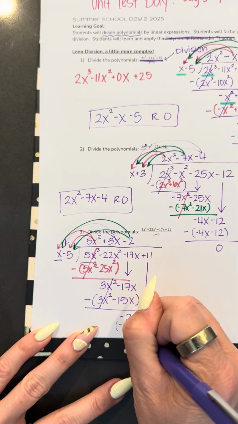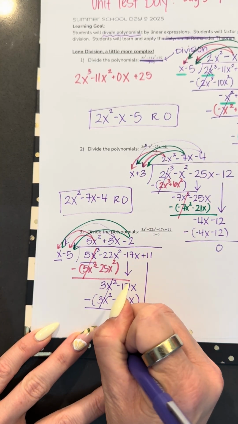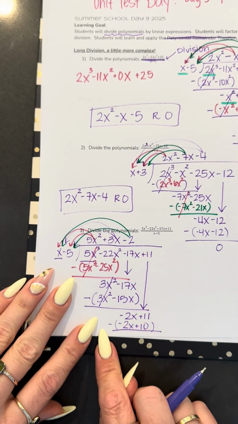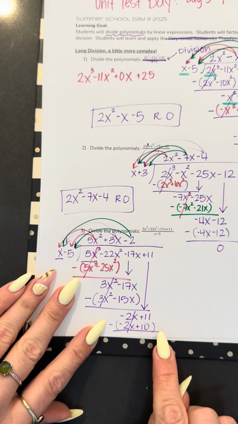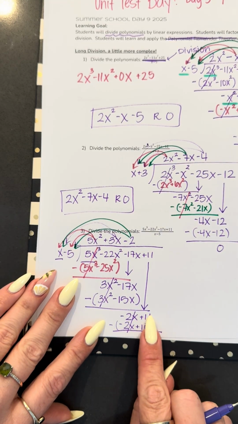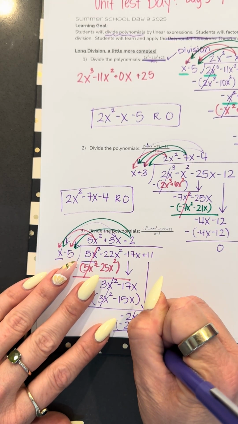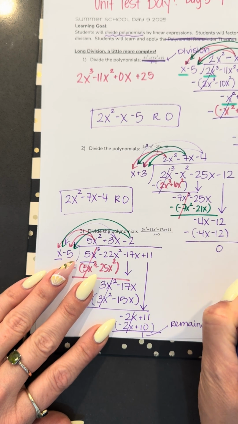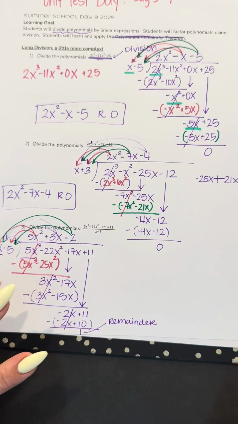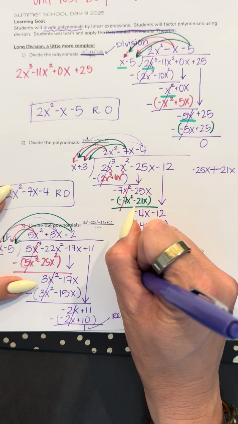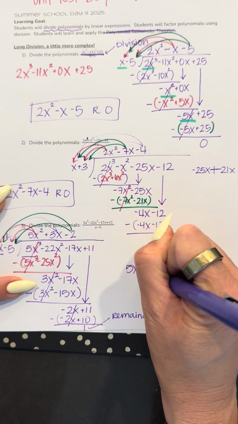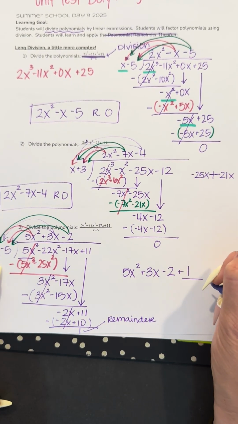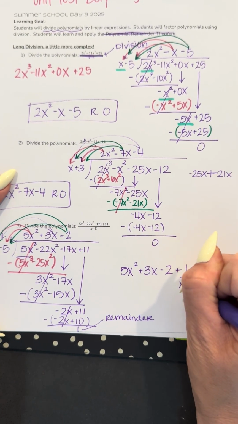-2 times -5 is +10. And I am subtracting. Kind of running out of room, but -2x minus -2x cancels. 11 minus 10 is 1. So I actually have a remainder this time. So I'm going to say my answer is 5x squared plus 3x minus 2, plus 1 over x minus 5.